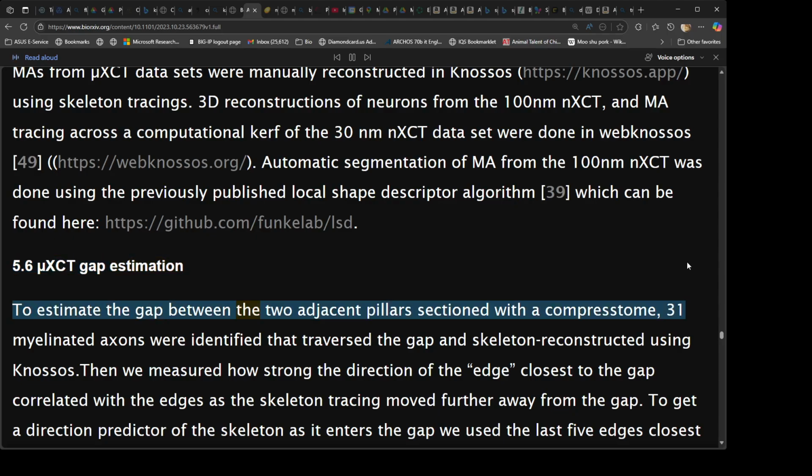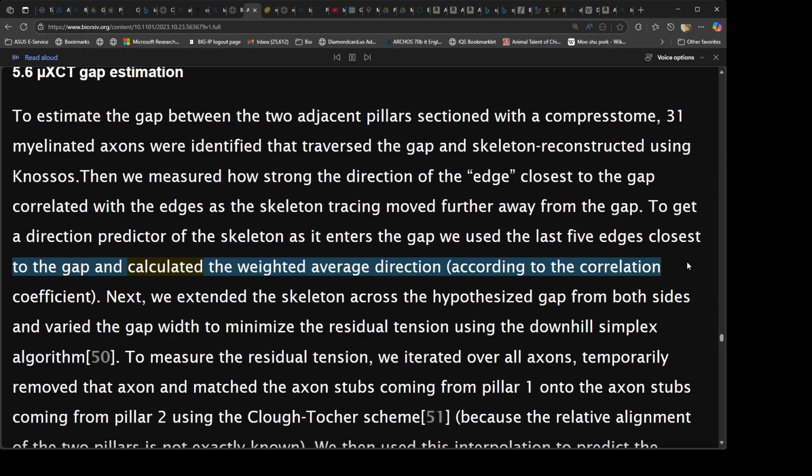5.6 XCT gap estimation. To estimate the gap between the two adjacent pillars sectioned with a compressed-tome, 31 myelinated axons were identified that traversed the gap and skeleton reconstructed using Gnosis. Then we measured how strongly the direction of the edge closest to the gap correlated with the edges as the skeleton tracing moved further away from the gap. To get a direction predictor of the skeleton as it enters the gap, we used the last 5 edges closest to the gap and calculated the weighted average direction according to the correlation coefficient. Next, we extended the skeleton across the hypothesized gap from both sides and varied the gap width to minimize the residual tension using the downhill simplex algorithm, 50.